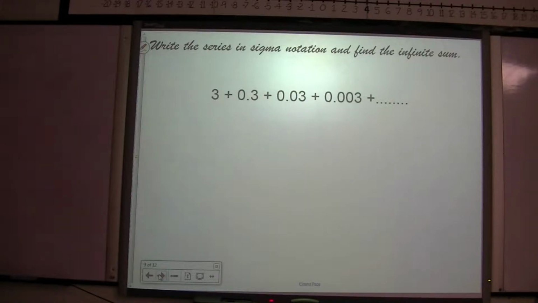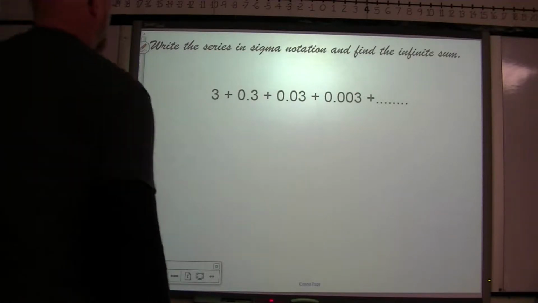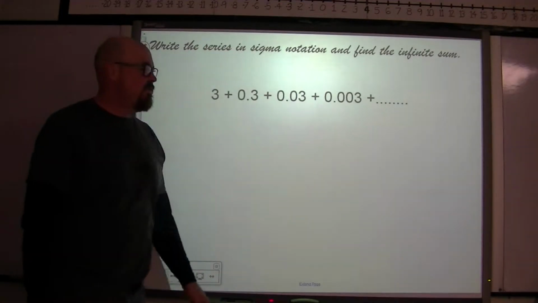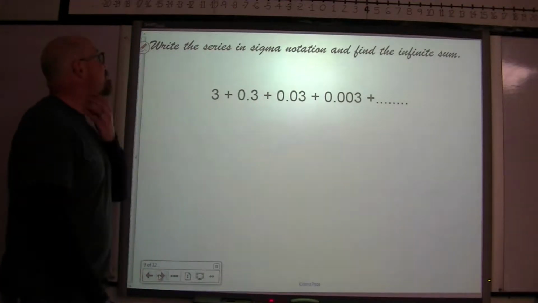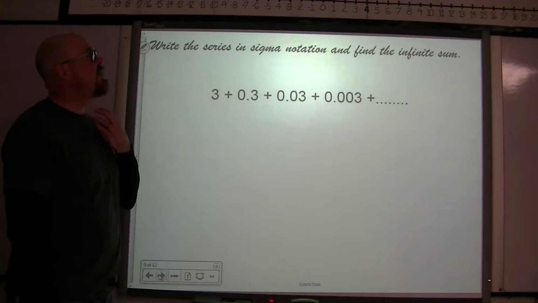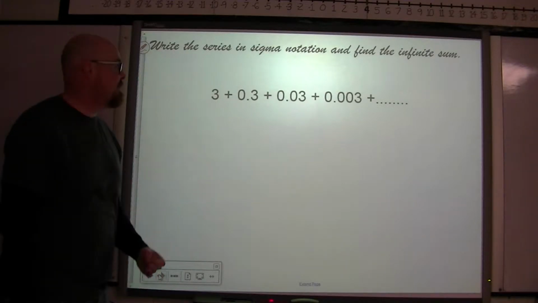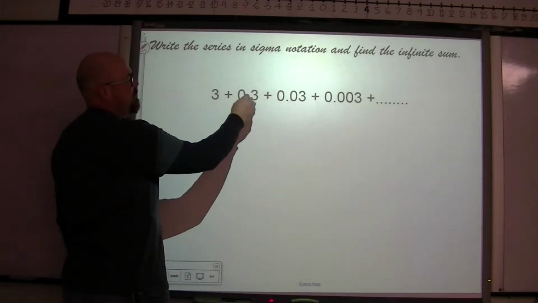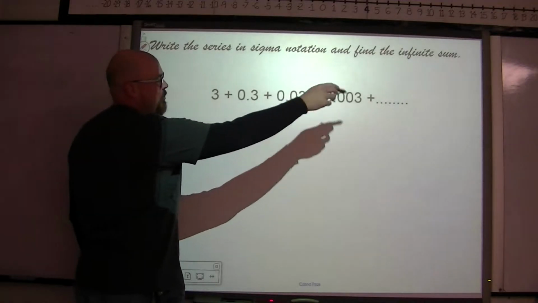Okay, this problem asks us to write the series. Sorry if the script font is too small to see. Write the series in sigma notation and find the infinite sum. So you can see here we're adding 3 plus 0.3 plus 0.03.